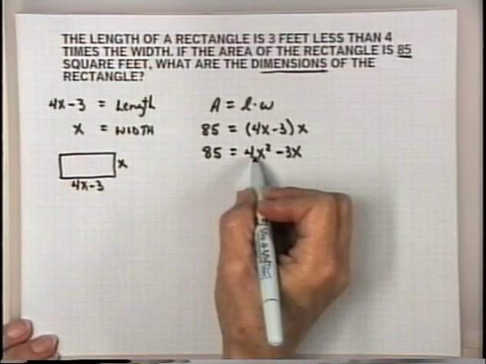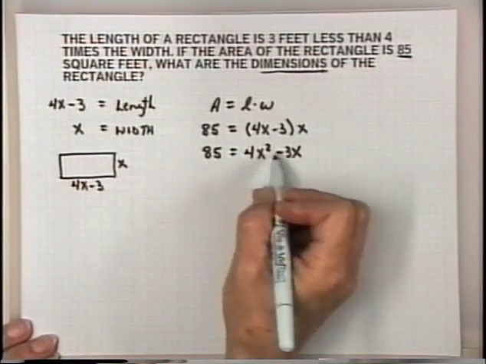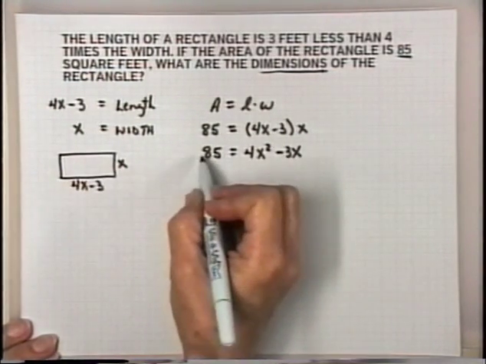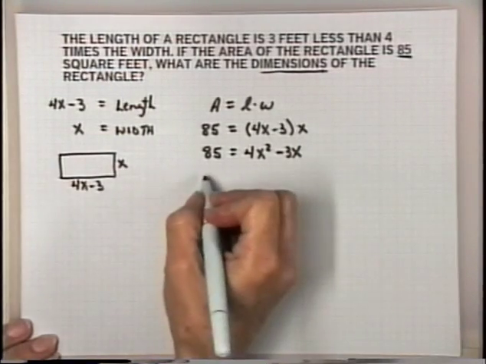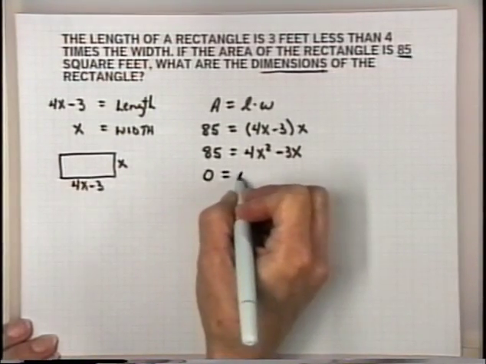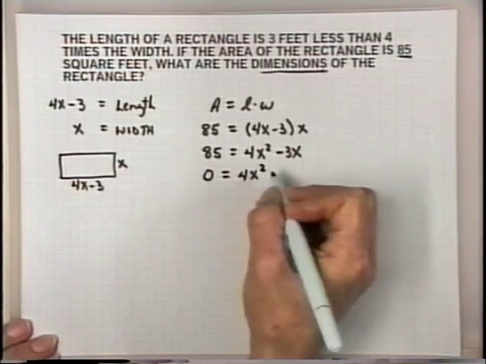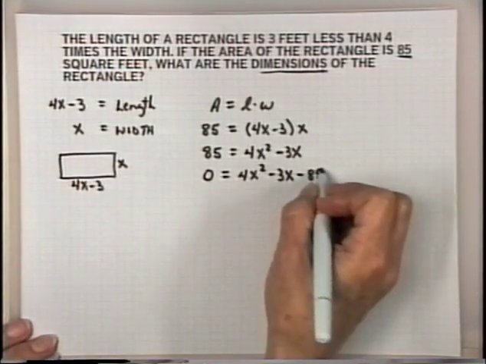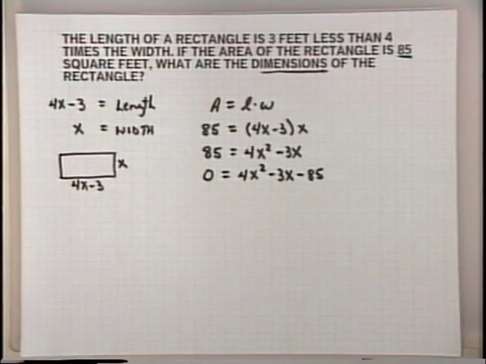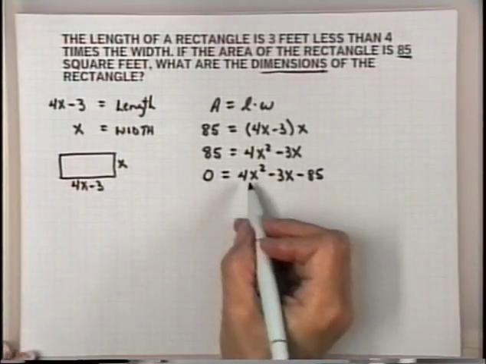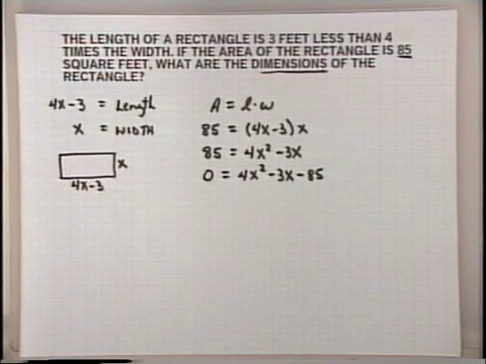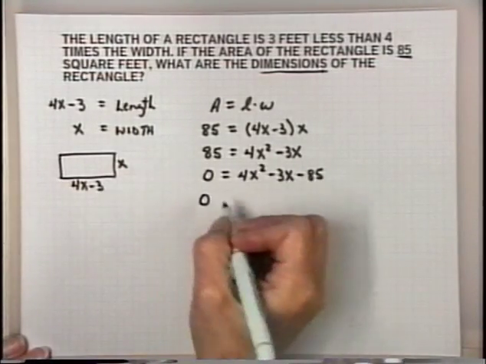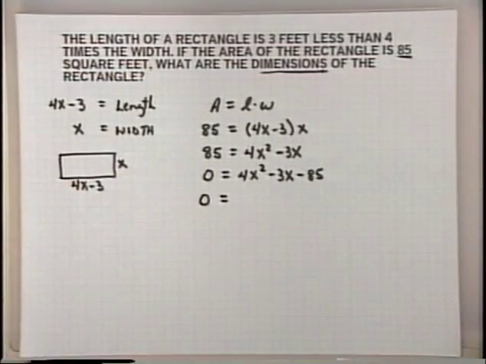Since our coefficient is positive, and we're here on the right-hand side of this equation, let's just subtract 85, and we'll put our 0 on the left-hand side this time. 4x squared minus 3x minus 85 then is equal to 0. I do not have a common factor here, so I'm going to simply try to factor this particular problem.